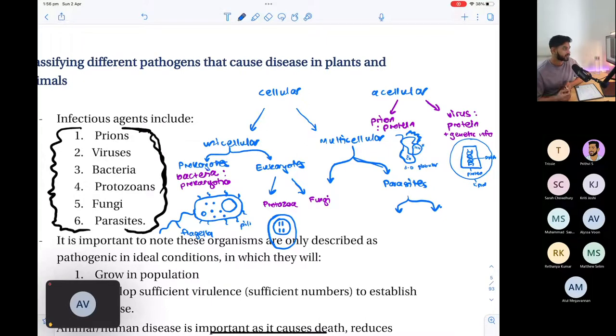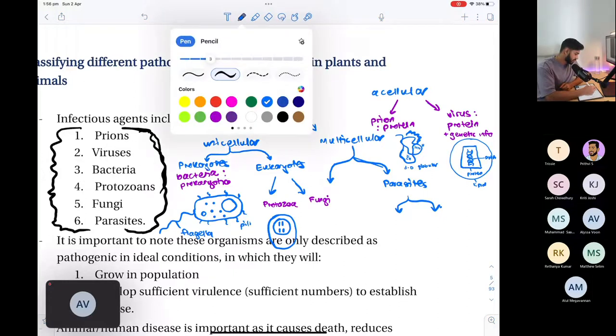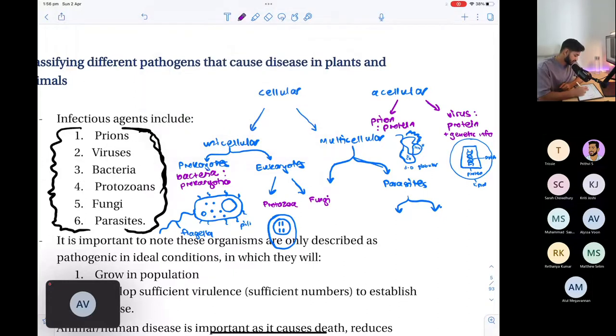Protozoa have chromosomes, the eukaryotic. That's the first thing, right? Eukaryotic and unicellular. That's it. It's kind of what's literally here, eukaryotic and unicellular. So protozoa, eukaryotic, unicellular. Good. And the same thing with fungi. Fungi are also eukaryotic and they're also unicellular.